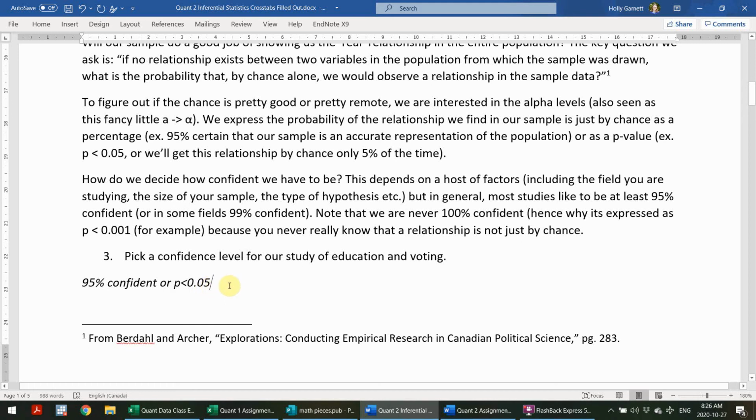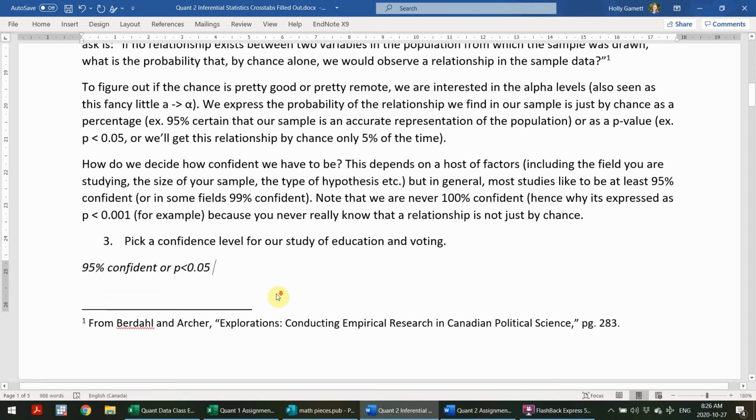So that's a good enough level of confidence for us. If you were doing something like medical research, you probably want less than a 5% chance that this is totally random. You probably want things to be pretty darn certain. But for us today, for the size of our sample, all that kind of stuff, 95% confident is A-okay.